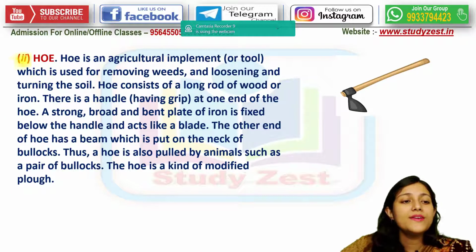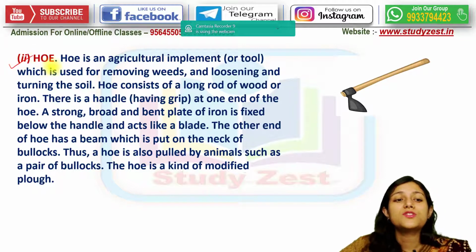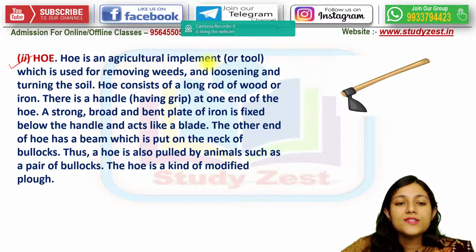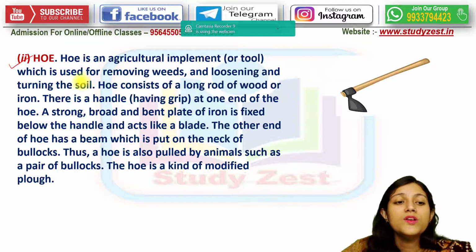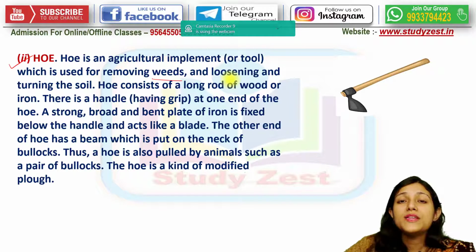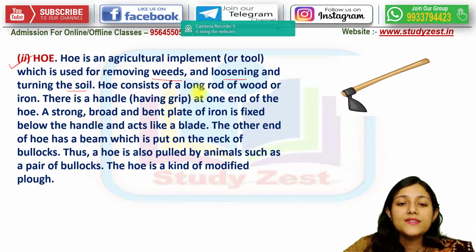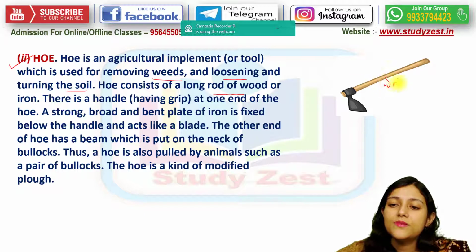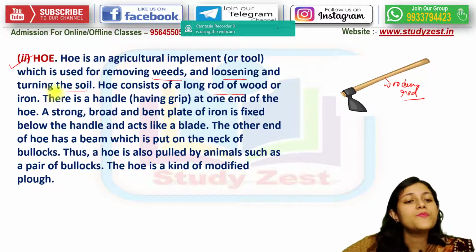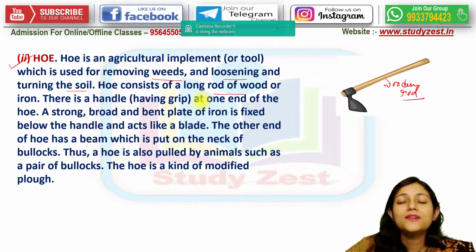After the plow, there is the agricultural implement called the hoe. It is a very important agricultural tool which is used for removing the weeds, and loosening and turning the soil upside down. It consists of a long rod of wood or iron. This is the wooden rod, right? And there is a handle for taking a proper grip.